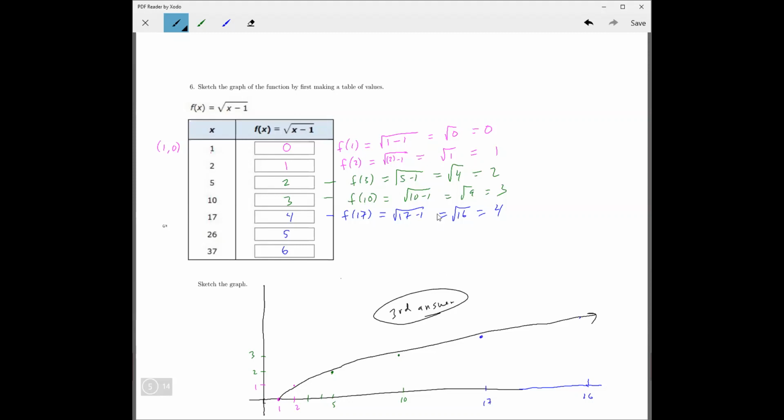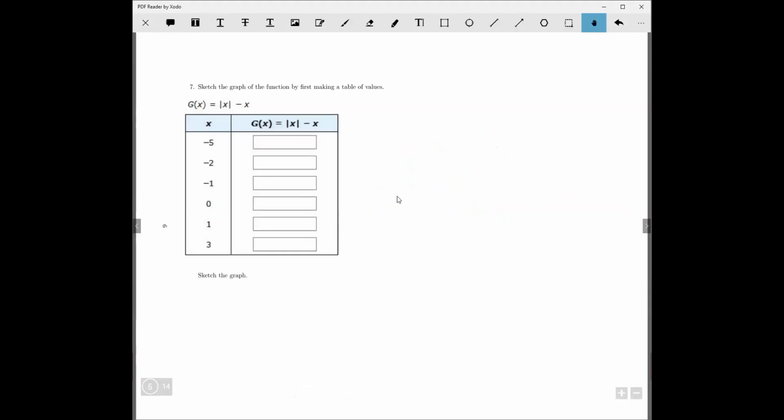Okay, let's move along. If you guys have any questions, please ask right away. Okay, number 7, this is kind of an interesting function. So let's go to g of -5. So you're plugging in -5 in here.